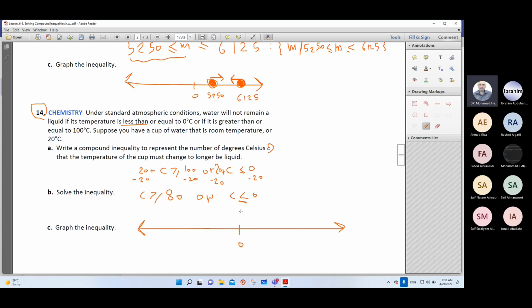This is 0, we have equal, so we can draw a shaded circle. And here C less than 0 means the direction to the negative side. And we have 80. And here equals means use a shaded circle. And C greater than means to the positive side.